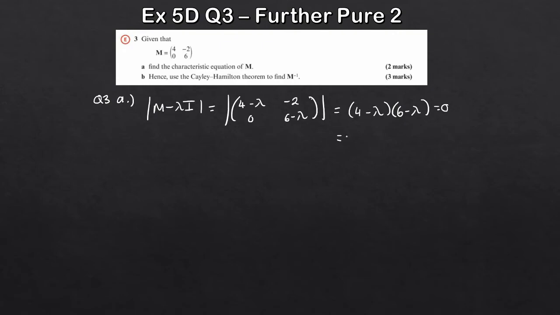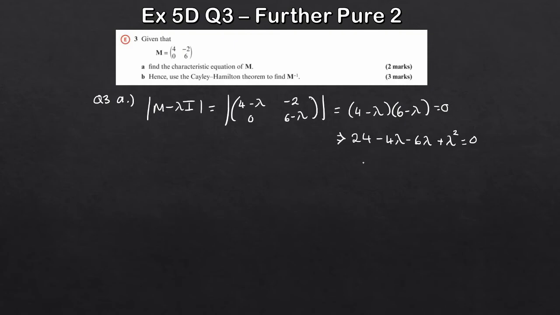Okay. 4 times 6, that'd be 24. 4 times minus lambda, so that'd be minus 4 lambda. Minus lambda times 6, that'd be minus 6 lambda. And then finally, minus lambda times minus lambda, but obviously, because it's minus lambda times minus lambda, it'll be positive lambda squared. And this is equal to 0 now.